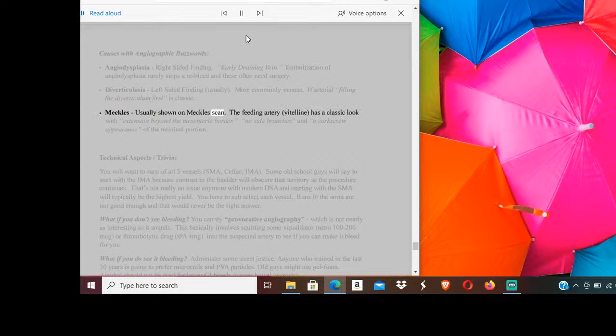Meckel's, usually shown on Meckel's scan. The feeding artery, the vitelline artery, has a classic look with extension beyond the mesenteric border, no side branches, and a corkscrew appearance of the terminal portion.